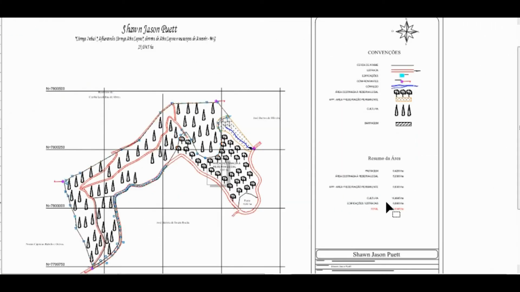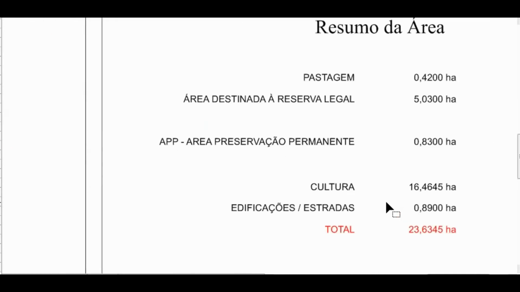So here we have a plot layout of the entire plantation, which I'll go over with you in finer detail. This is the area. Of course, this is in Portuguese because it is a Brazilian project, but this is the total area in hectares, which I believe is also used in Europe. Each hectare is approximately 10,000 square meters, and each hectare is equivalent to 2.5 acres.